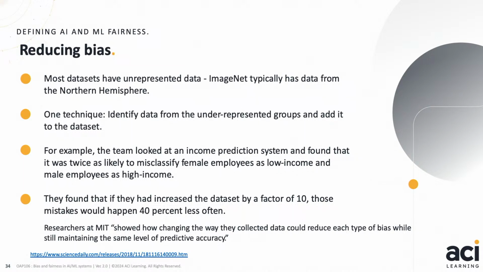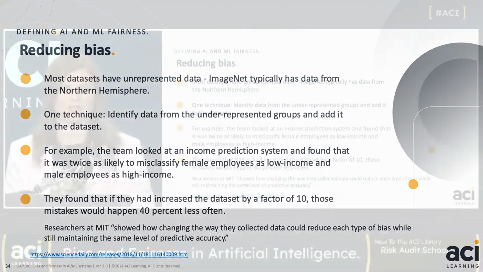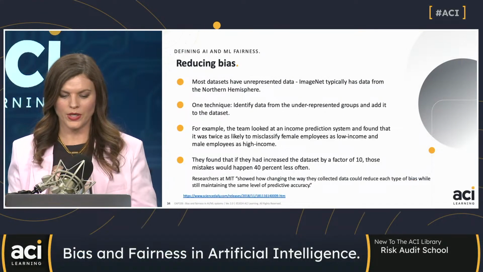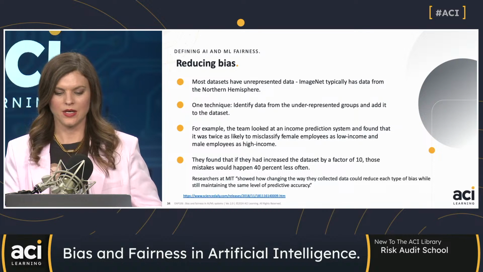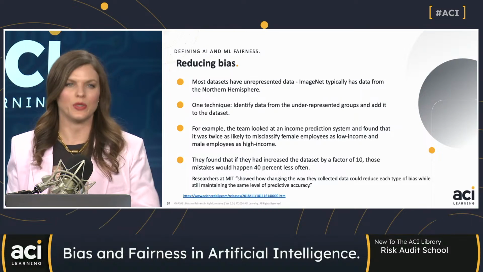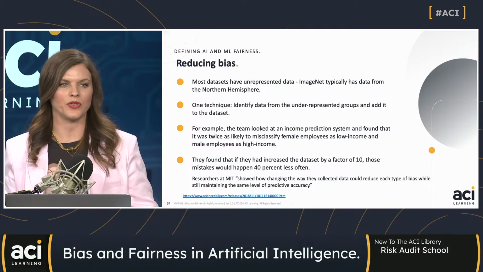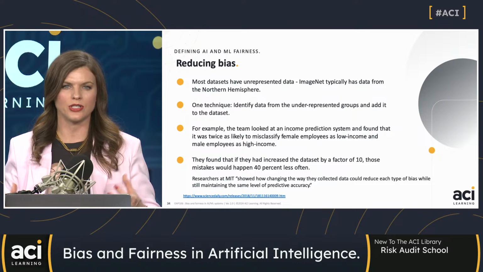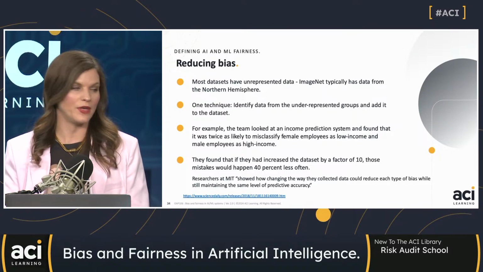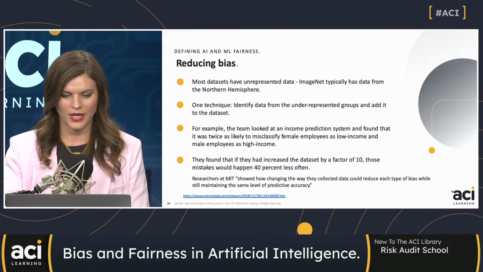Another thing is considering examples like an income prediction system that exhibits gender bias in a classification. And we have an example here. They found that if they had increased the data set by a factor of 10, those mistakes would have occurred 40% less frequently. And that's just a general example for you to see how making small changes can actually have really positive impacts. And that's in both ways.